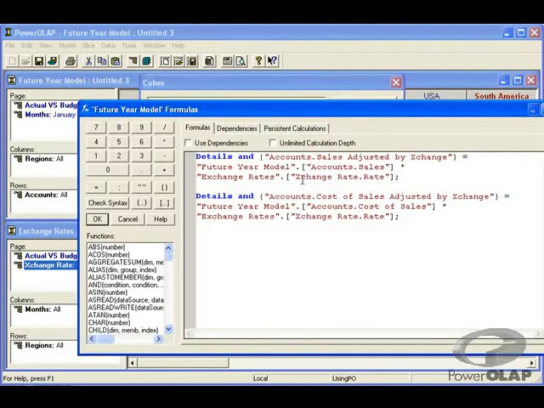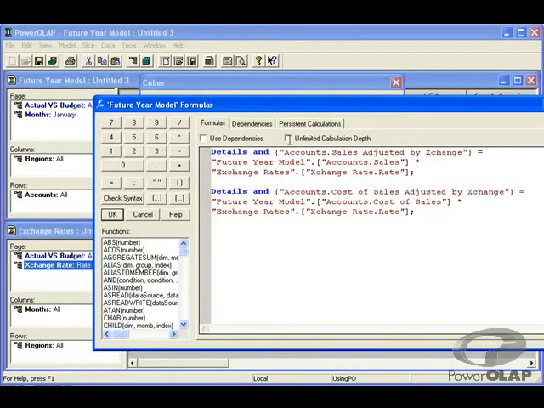For those examples where a member exists in the other dimension that's not in the current dimension, you should specify the intersection that you're looking for. In this case, we're looking for the exchange rate value. There may be other values in the exchange rates dimension in the exchange rates cube that we're not going to use. But to be clear and precise and tell PowerOLAP exactly what to do, you should specify that you want to use the exchange rate value.